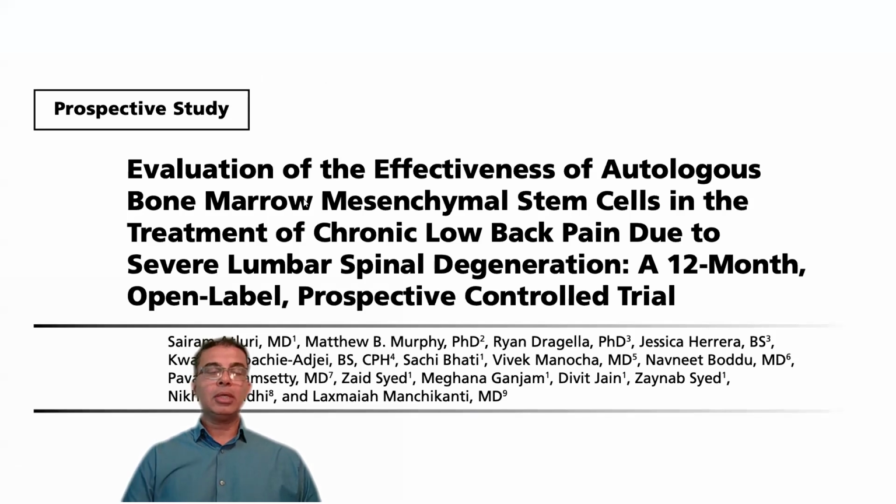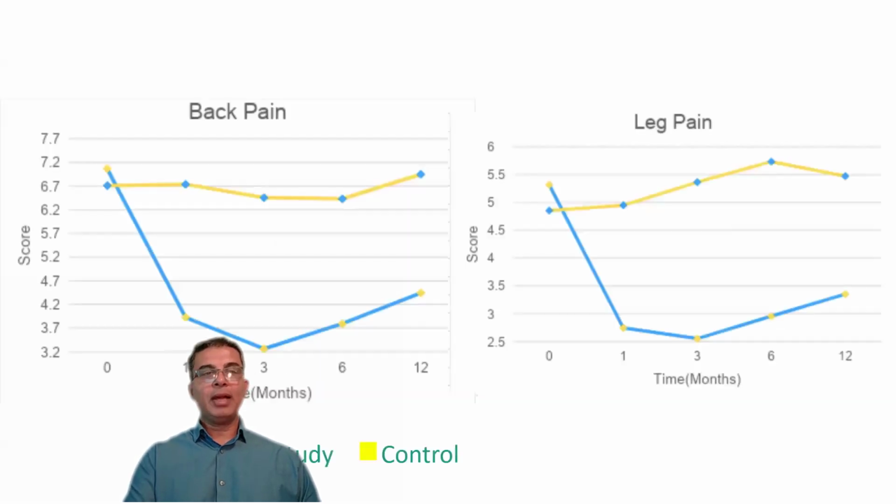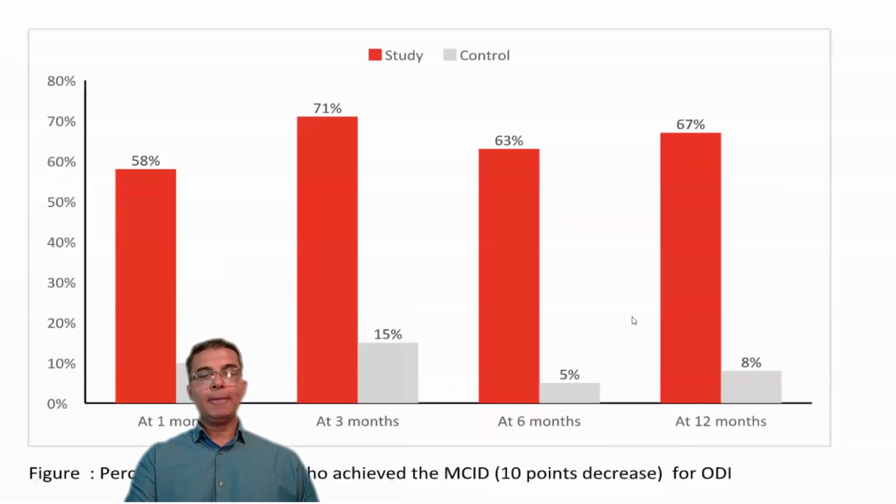And so in 2022, Dr. Akluri, and I was one of the co-authors, published a prospective RCT for 12 months. It's an open label, and we used autologous BMAC for chronic low back pain due to severe lumbar spinal degeneration. What we found was a significant decrease in pain scores in these patients. There was a decrease of about 10 points on the ODI, and 67% of the patients had the MCID on the ODI scale.